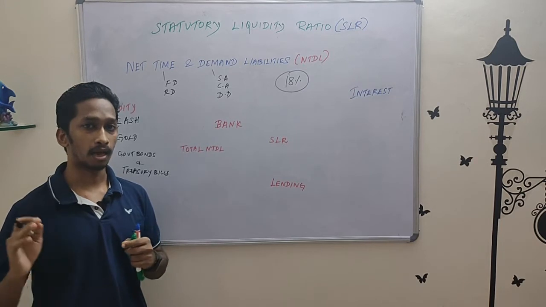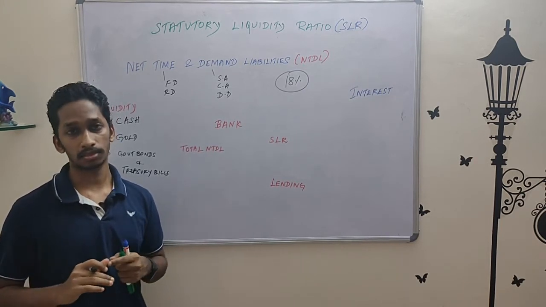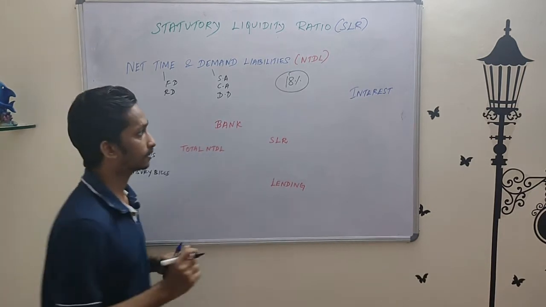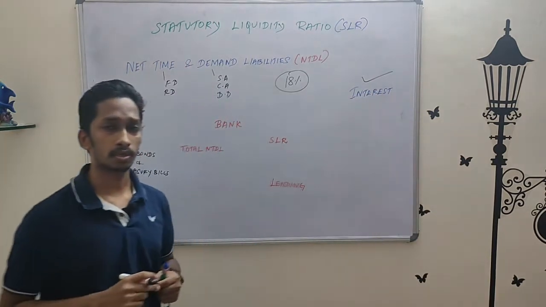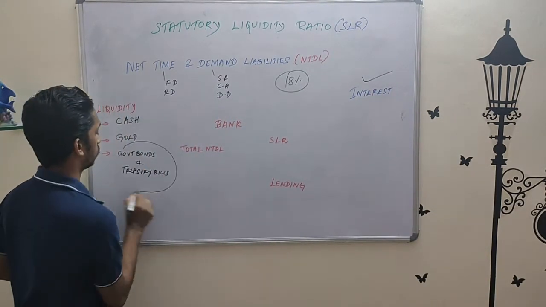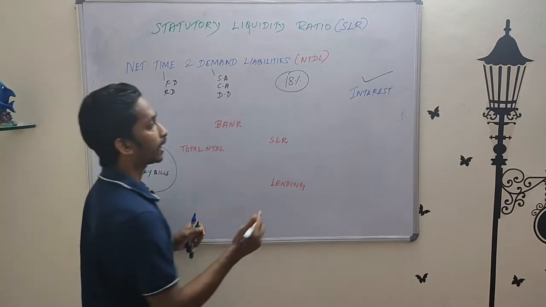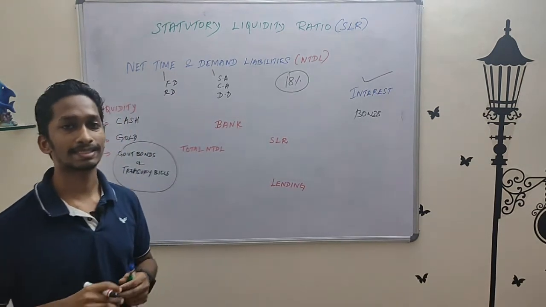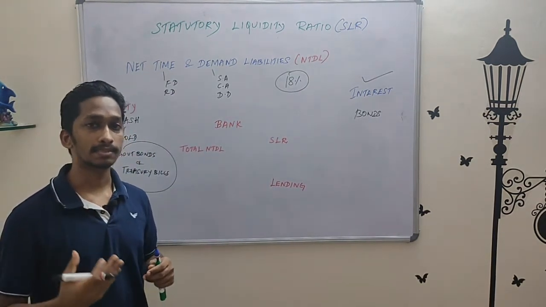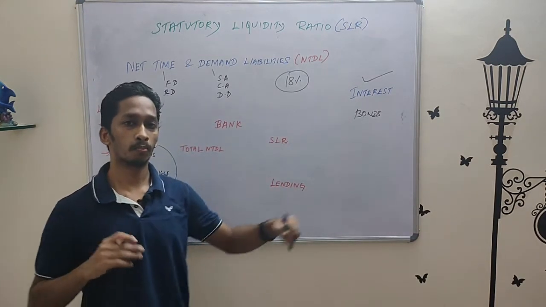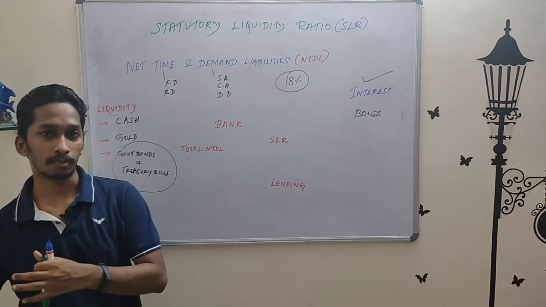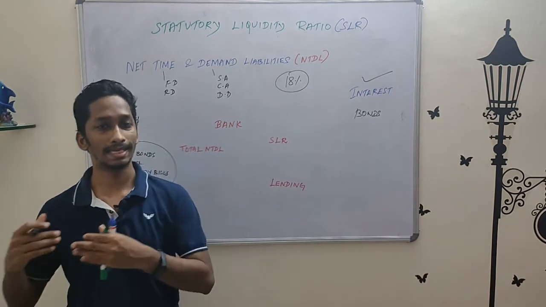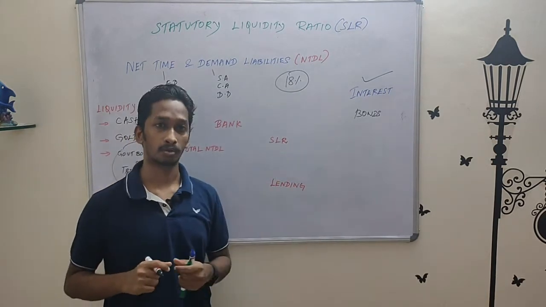Remember when I told you CRR doesn't give any interest returns? So whatever money is maintained as CRR does not get any returns, but SLR does. You do get interest. How do you get interest? Through government bonds or treasury bills. By buying a government bond for keeping as part of SLR, the banks earn an interest from the government bonds. So most banks try to keep most of their SLR requirement as government bonds, so that even though they are not lending it out, they are still earning a considerable amount of interest.